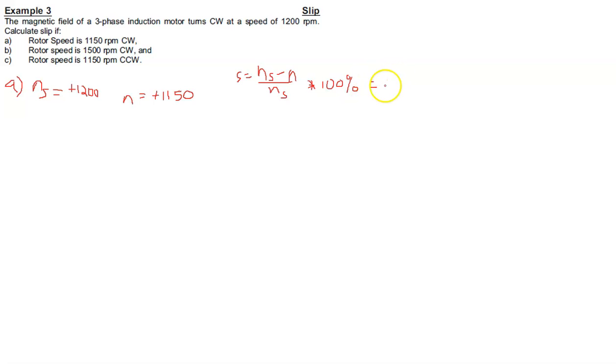And so that gives us 1200 minus 1150 divided by 1200, which of course is 50 divided by 1200. Now I'll omit the times 100%, but don't forget that you've got to do it. And so slip then, he does the calculation, comes up with a decimal of 0.041666 repeating. He multiplies that by 100 and rounds. Don't forget to round it up, right? So you should be telling it as 4.17%.